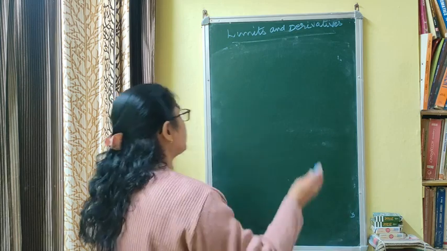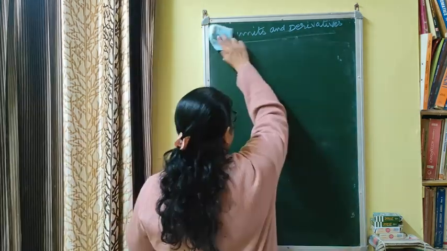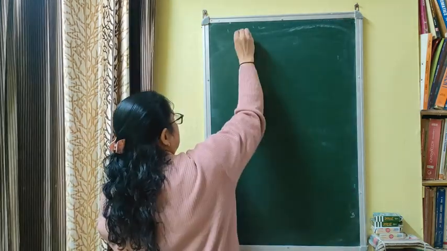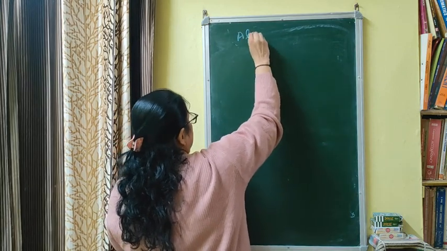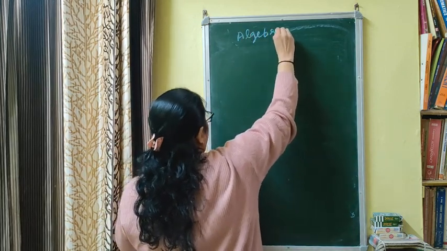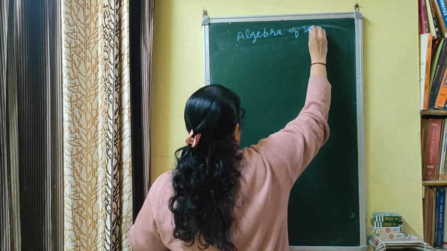Next is algebra of limits. This chapter is very big. In NCERT, sufficient content is not given. You have to do additional material. Algebra of limits.